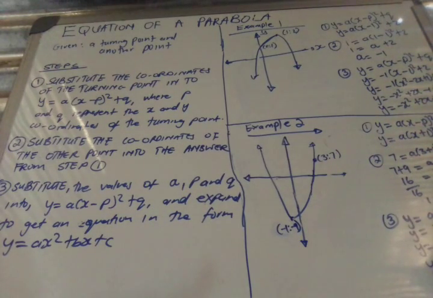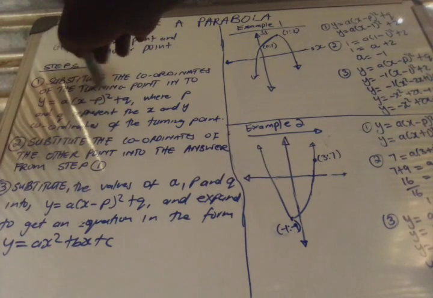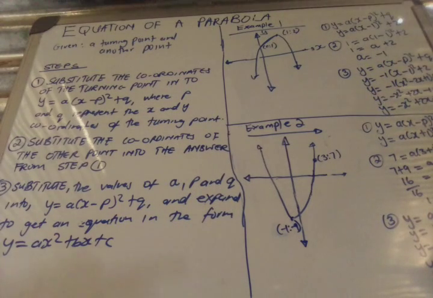And from there you are going to substitute the value of your a, your p and your q into the standard form, or the standard equation, and you're going to expand and you'll end up with a quadratic equation in the form y equals ax squared plus bx plus q.